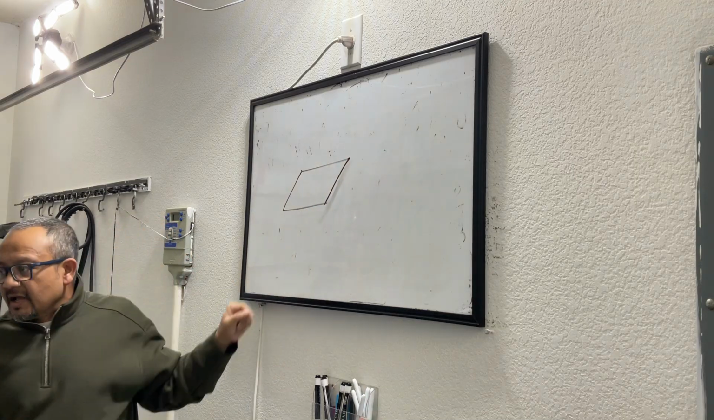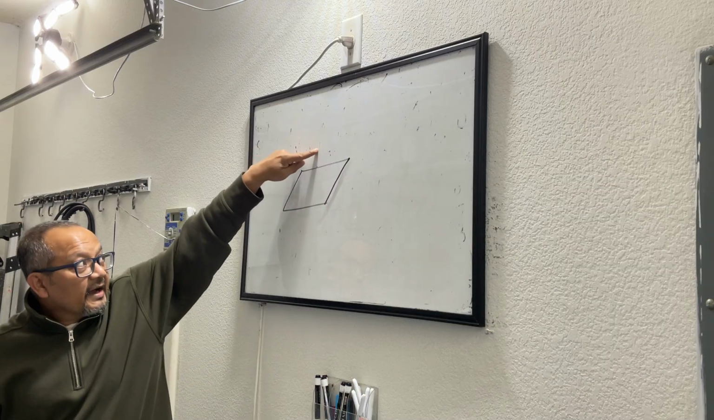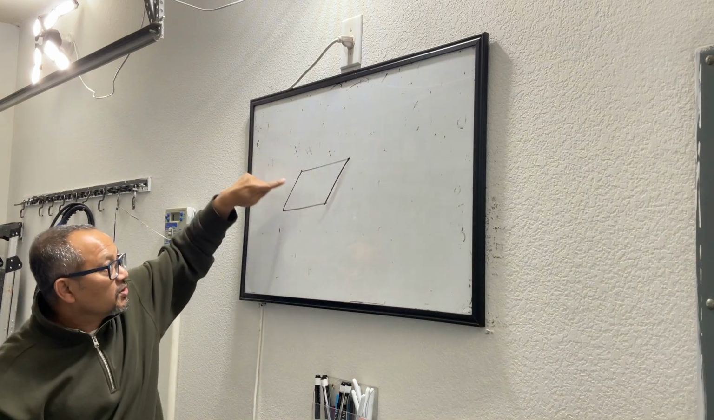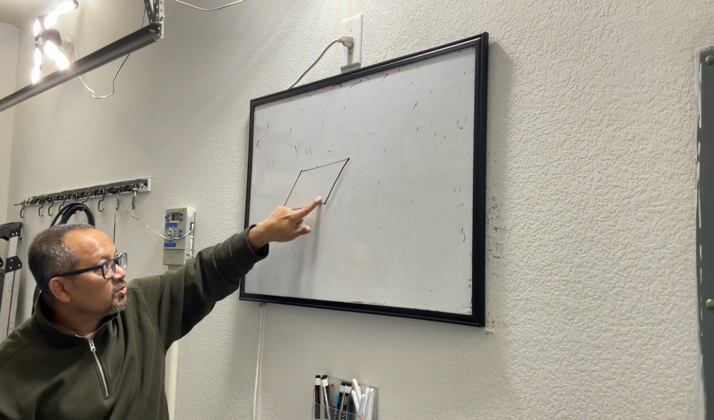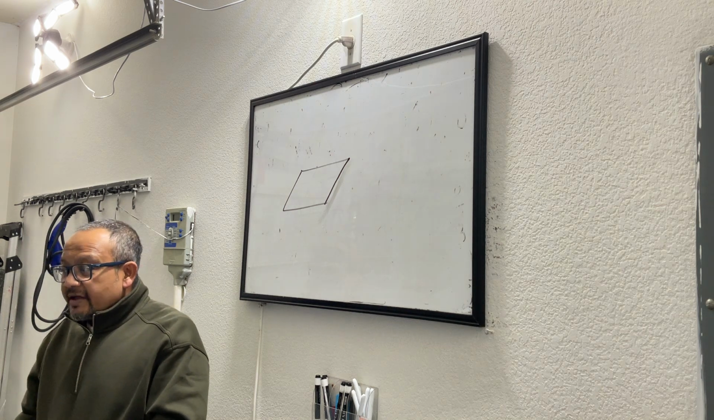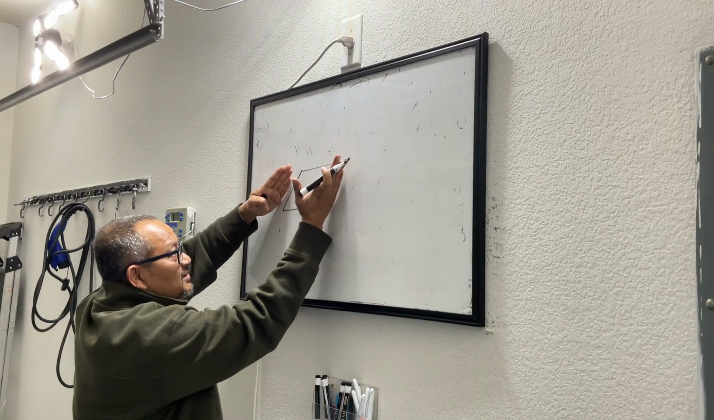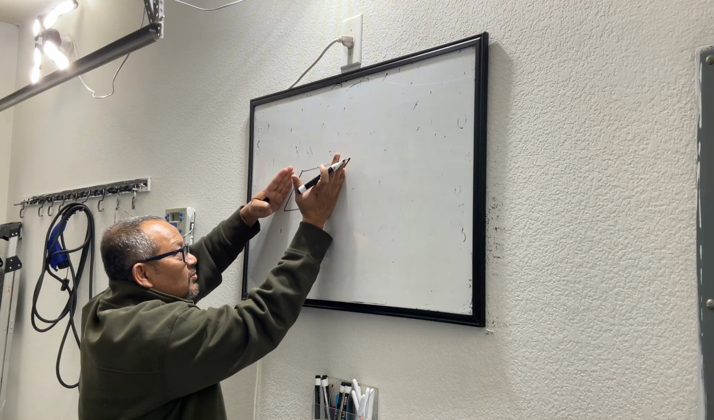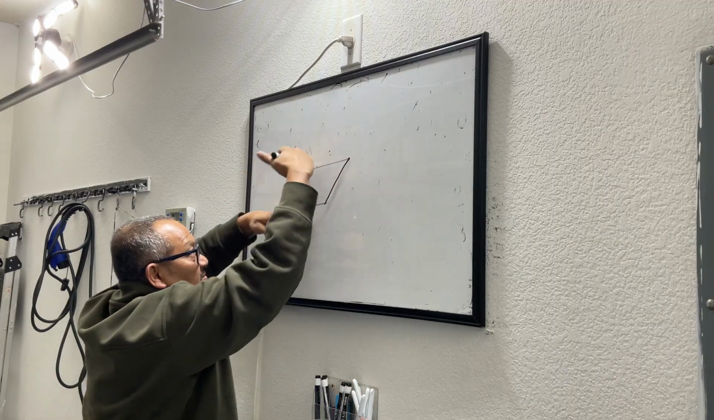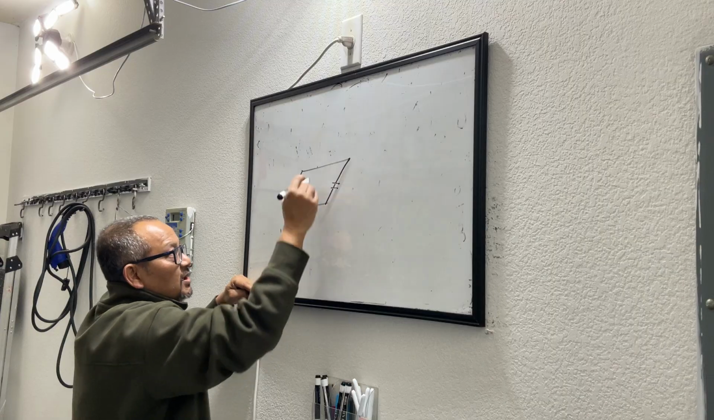Okay. If I am calling this a parallelogram, this is part of the quadrilateral family. 1, 2, 3, 4 sides, 1, 2, 3, 4 angles. Okay. The property of the parallelogram is that opposite sides are parallel and equal. See, even if it's going this way, they are parallel. The distance between them is the same. Opposite sides are parallel and equal.